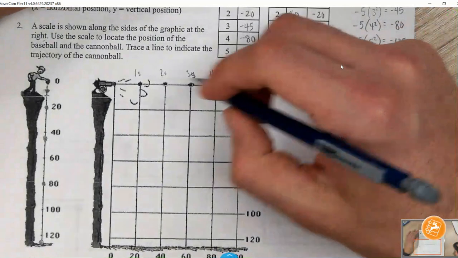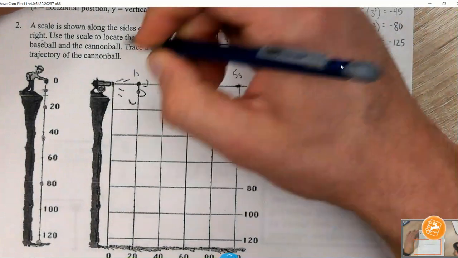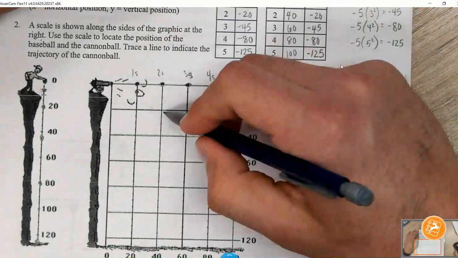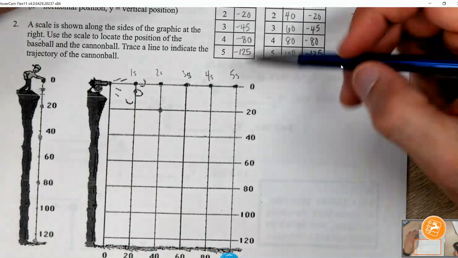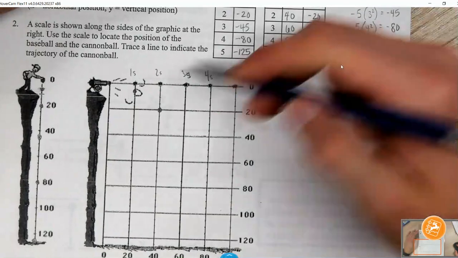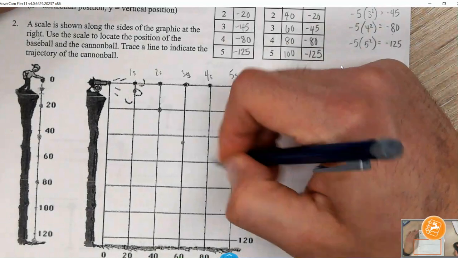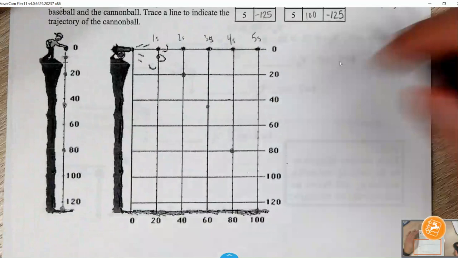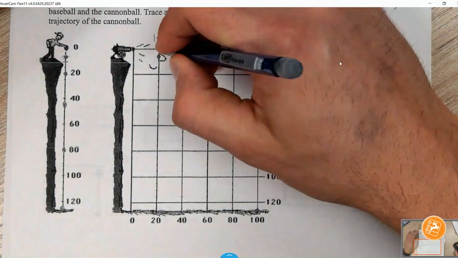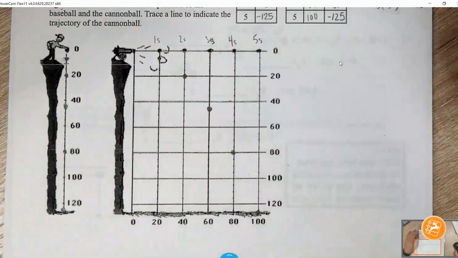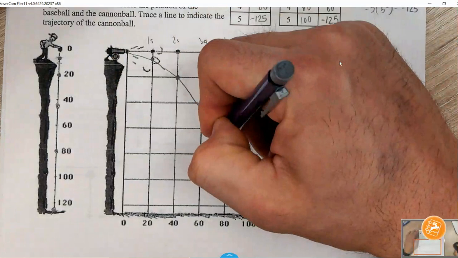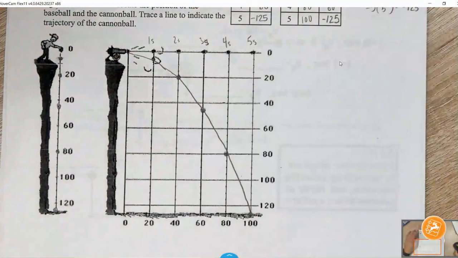Okay, so this was 5. The next one was negative 20 at 2 seconds. At 3 seconds, we would be at 45. At 4 seconds, we'd be at 80. And at 5 seconds, we'd be here. So combining the x speeds and our x displacements and our y displacement, you get your parabolic path. This is basically what the path would be.